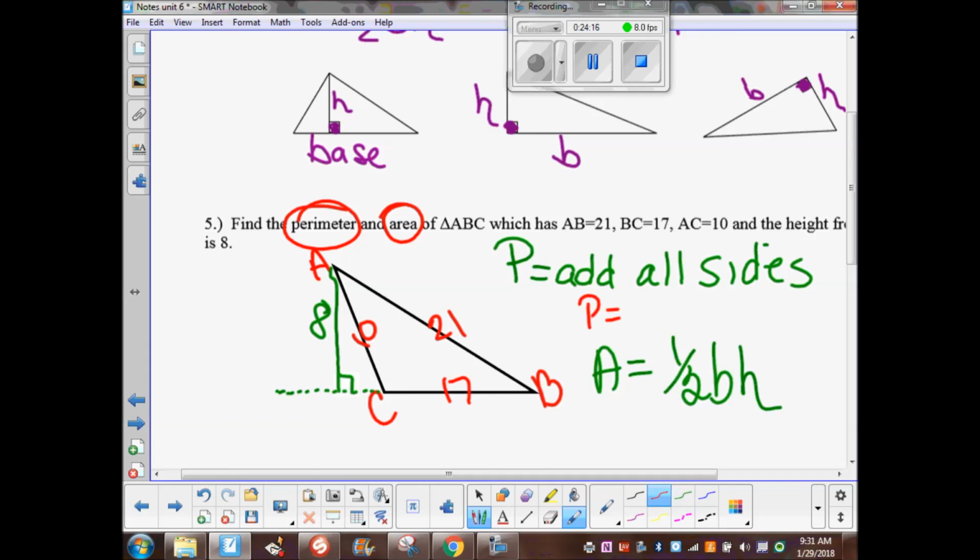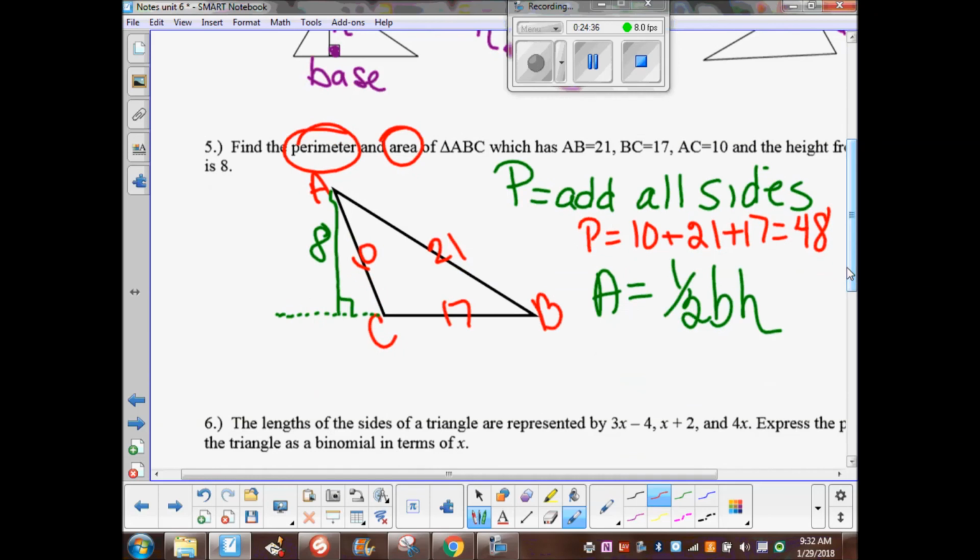So who thinks they've got the perimeter? Be careful. Just add the 3 sides of the triangle. Who thinks they have the 3 sides of the triangle? 10 plus 21 plus 17. Just the sides of the triangle. We're not adding in this 8. The 8's not the side of this triangle. It's just how tall it is.